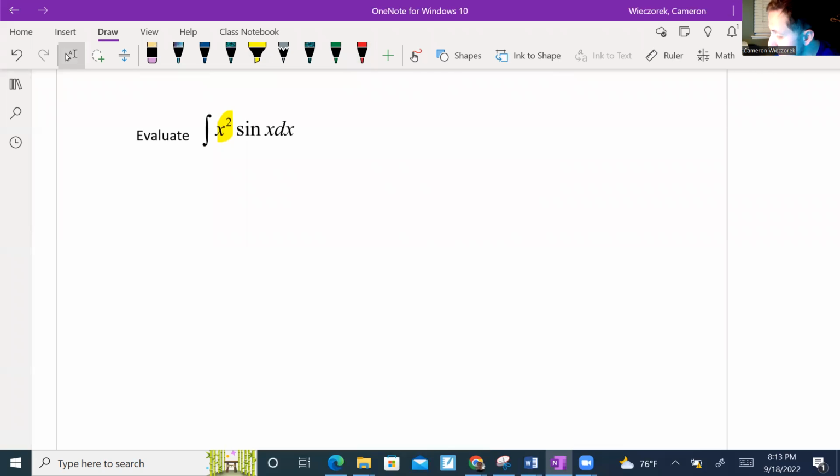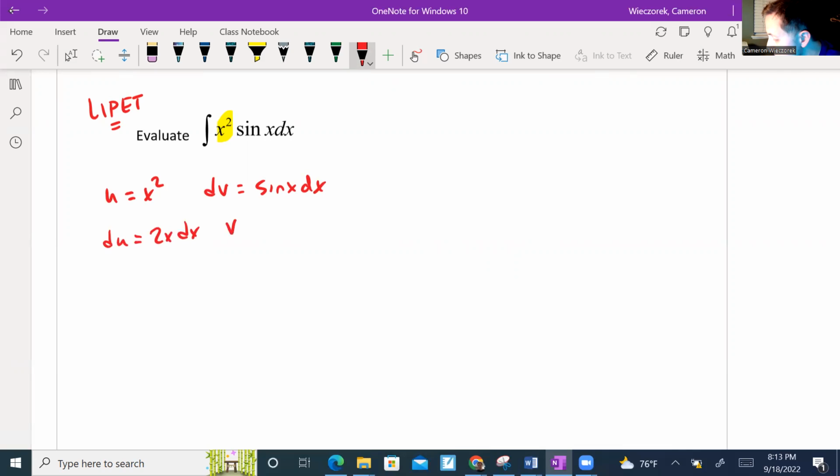So to show you what I mean by that, if we use our acronym LIPET, I would let my u equal the polynomial, in this case x squared. Therefore, my dv would be sine x dx. du in this case would be 2x dx, and v would be negative cosine x. So it starts out relatively the same way: uv minus the integral of v du.